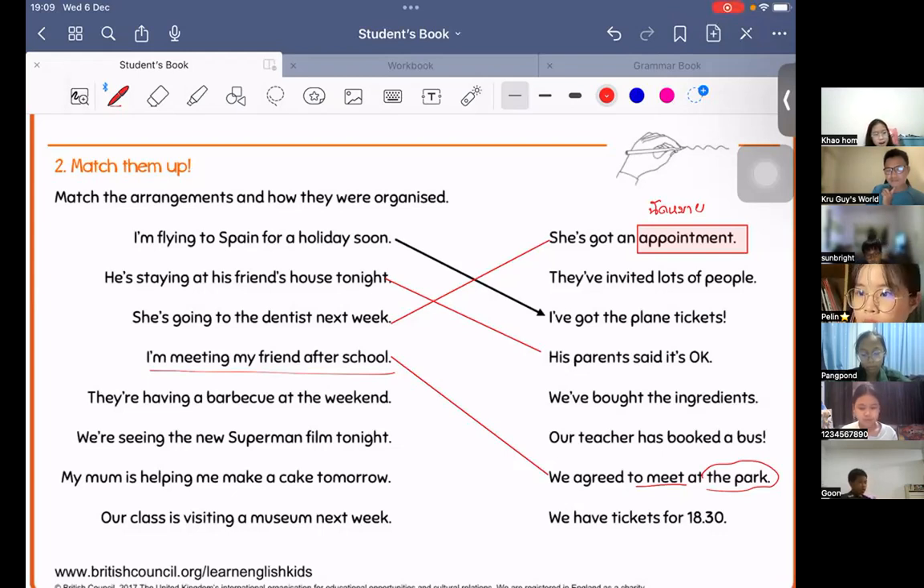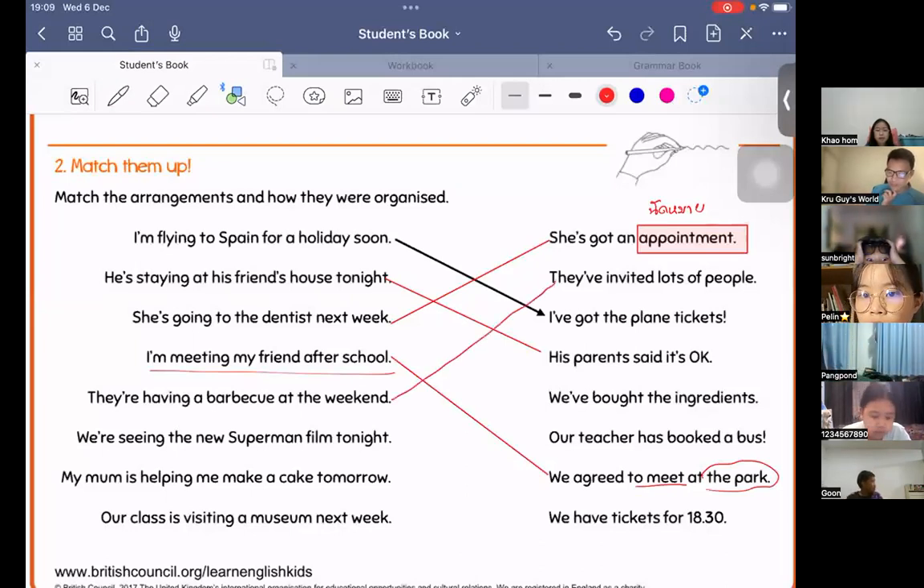They are having a barbecue at the weekend. Don't you remember that I told you you don't have to pronounce is or are when they make the chart like this? They having, say. They having a barbecue at the weekend. The weekend, yeah. They invite lots of people. Invite. They invite lots of people.